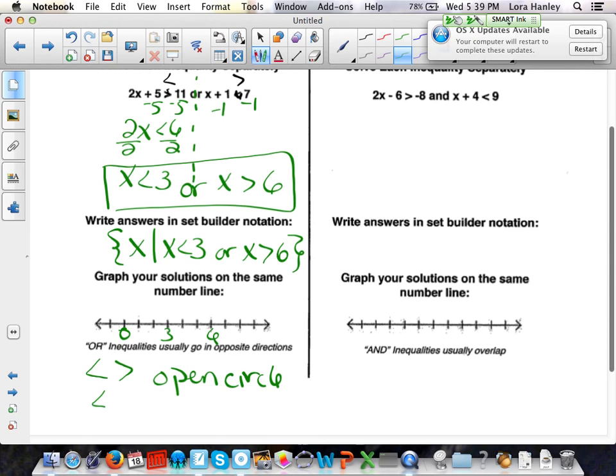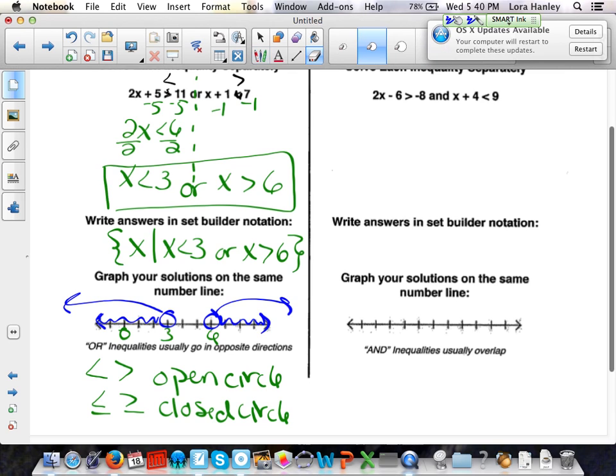If it's less than or equal to or greater than or equal to, it's a closed circle. And I'm going to circle 3. And I'm just going to write above my number line for right now. I want everything less than 3. If it's greater than 6, I want everything greater than 6. And those aren't overlapping, so I know I have either/or, which means I can have a number that's less than 3, which could be anything that way, or a number that's greater than 6.